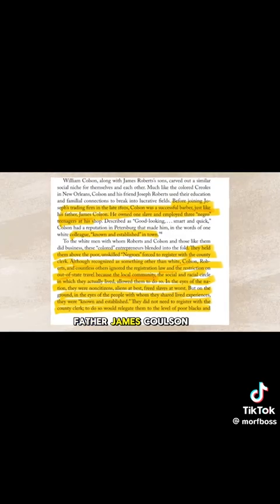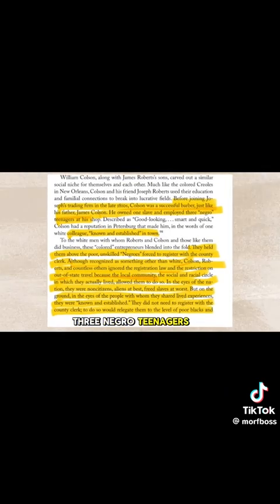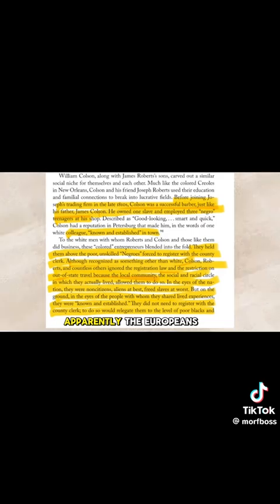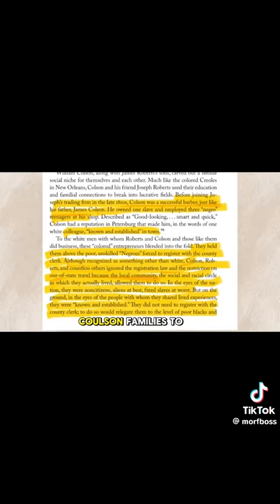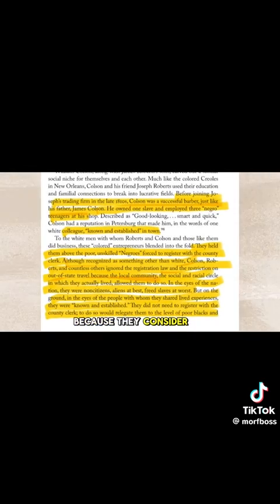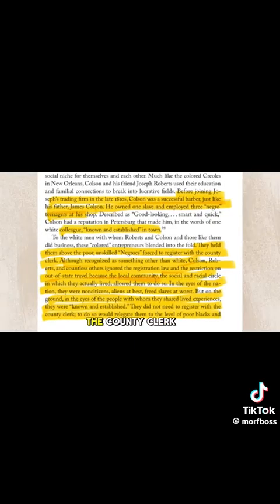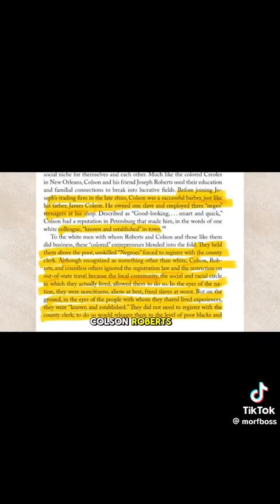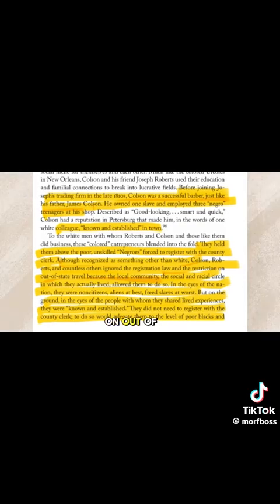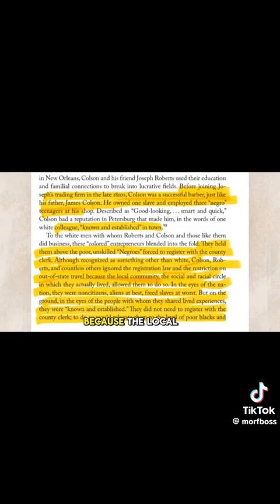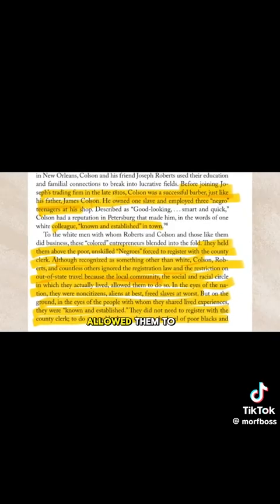Just like his father, James Colson, he enslaved 1 person and employed 3 Negro teenagers in his shop. Apparently, the Europeans in the Virginia colony did not require the Roberts and Colson families to register because they considered them to be a step above the unskilled Negroes who were forced to register with the county clerk. Colson, Roberts, and countless others ignored the registration laws and restrictions on out-of-state travel because the local community, the social and racial circle in which they lived, allowed them to do so.